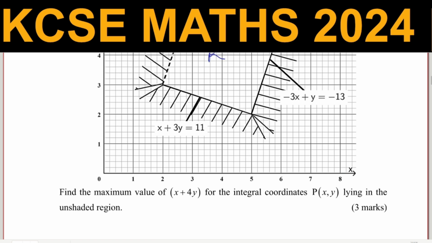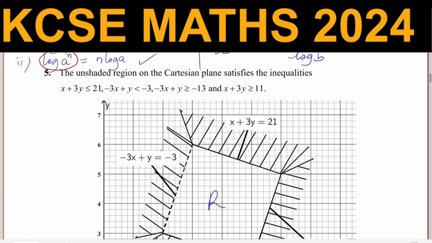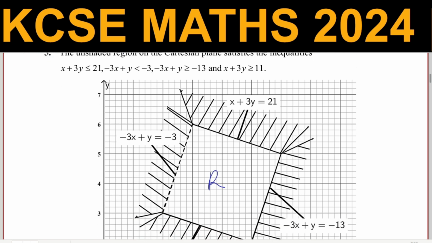Now the question is, find the maximum value of x plus 4y for the integral coordinates P(x, y) lying in the unshaded region. The keywords to note here are the maximum value of x plus 4y for the integral coordinates, meaning that the coordinates you're going to get for x and y must be whole numbers only. Whole numbers, no decimals, no fractions for x and y. Now what are we going to do? What is going to guide us is the previous knowledge that we have in linear programming, because this is optimization.